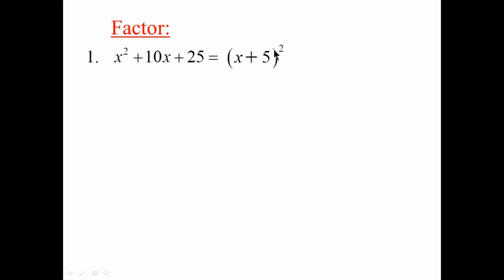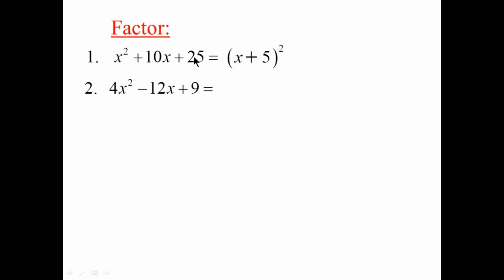We can check because we know how to square binomials. X squared, x times 5 times 2 is 5x doubled is 10x, and on the end, 5 squared is 25, and the end is always positive.